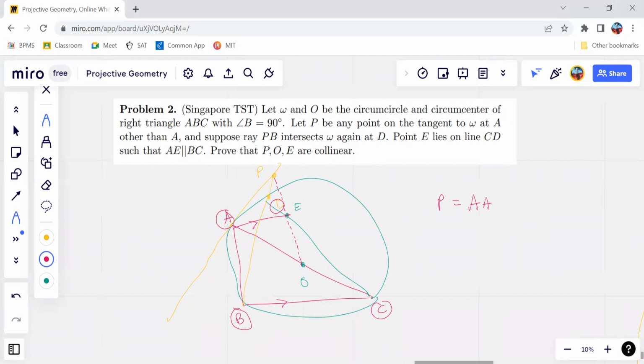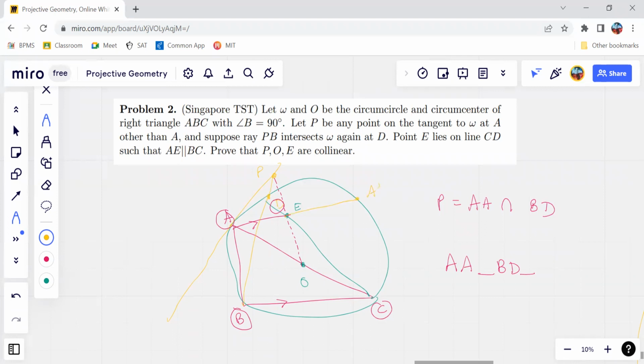P would be the intersection of AA with BT. So the Pascal we're looking for is like AA blank, BT blank. But the problem is we have nothing along with E. Like CD goes through E, but we can extend.